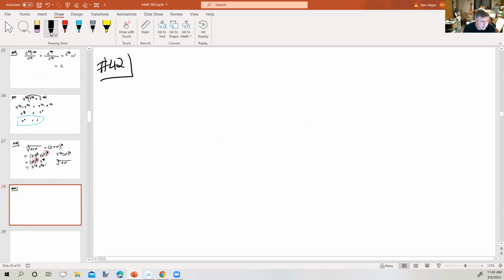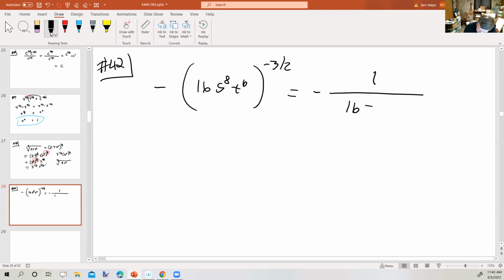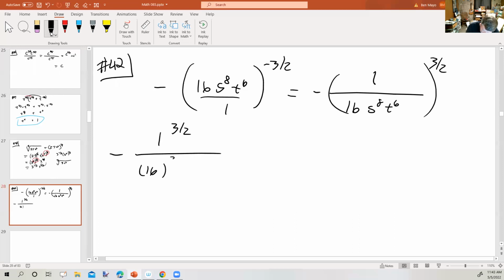Simplify the expression. The variables represent positive real numbers. Negative the quantity 16 s to the 8th t to the 6th, all to the negative 3/2 power. So this is going to become negative 1 over 16 s to the 8th t to the 6th, all to the positive 3/2 power, because this is like that over 1. So then I've got negative 1 to the 3/2 power over 16 to the 3/2 power, s to the 8th to the 3/2 power, t to the 6th to the 3/2 power.